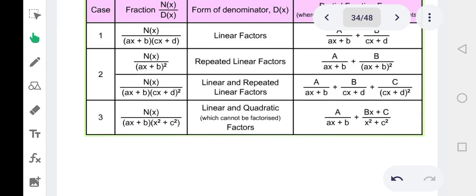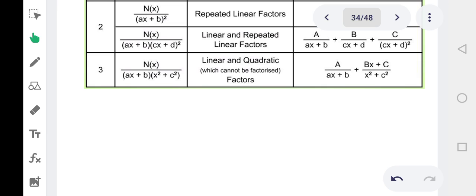As simple as that. So how can you break down this type of fraction into partial fractions? Simply, you say a over ax plus b to the power 1, or in other words, just a over ax plus b, plus b over ax plus b squared. These two.